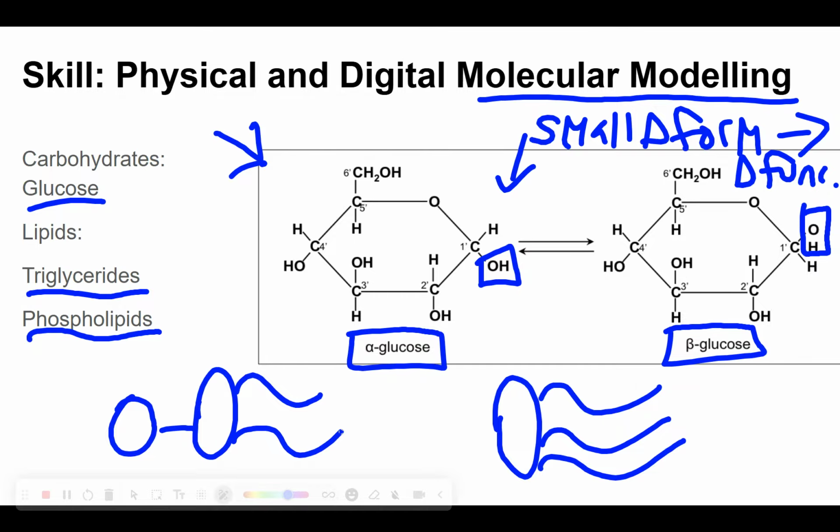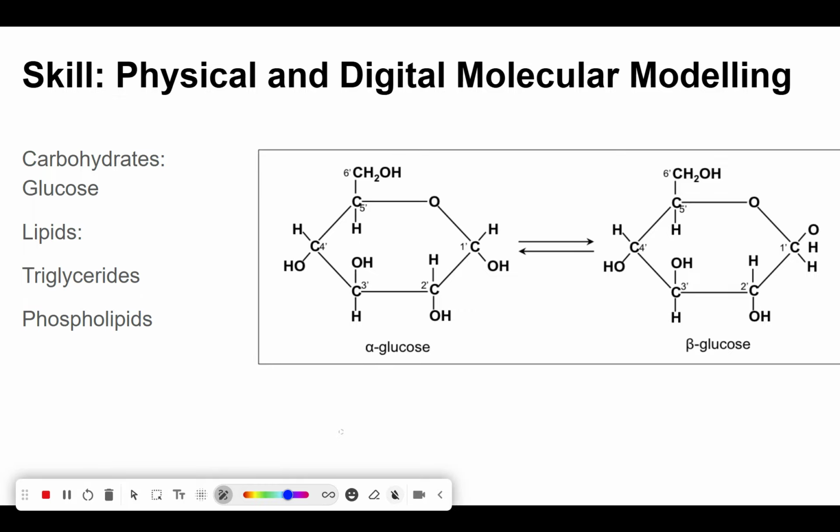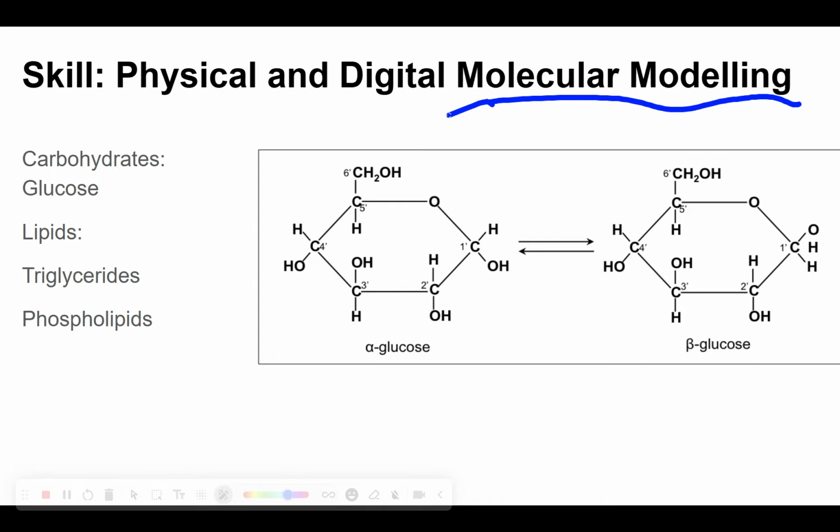So I think there are a lot of places in the IB syllabus where even quickly sketching out a molecular model can be meaningful for your understanding of the content.